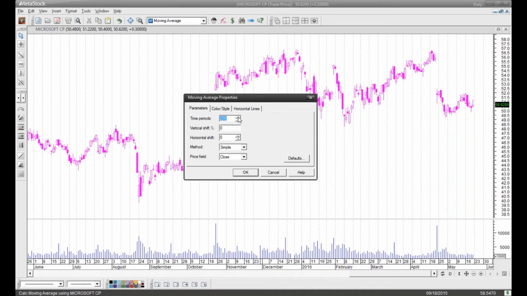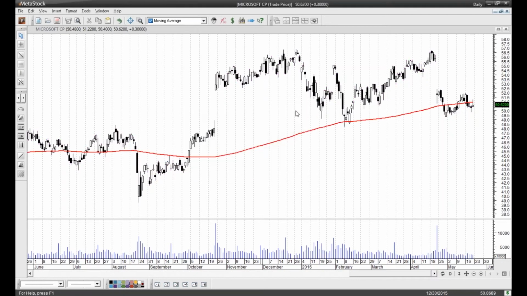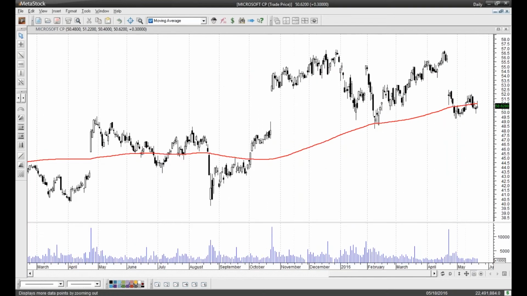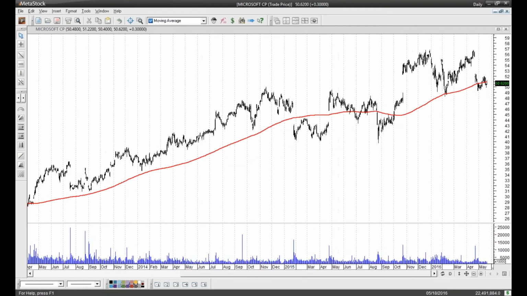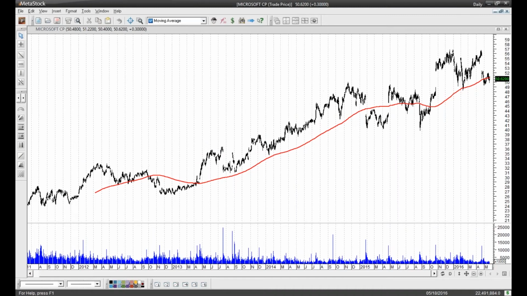Here's really the important screen. So we're actually taking a look at the actual period of the moving average. So I put in a 200 period moving average. So let's take a look at that. Now currently, Microsoft is just below its 200 period moving average. I'm zooming out here to kind of get a feel of where it trades most of the time, which is in fact above the 200 period moving average.